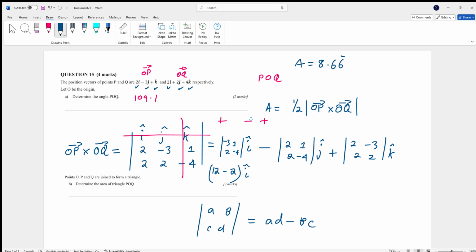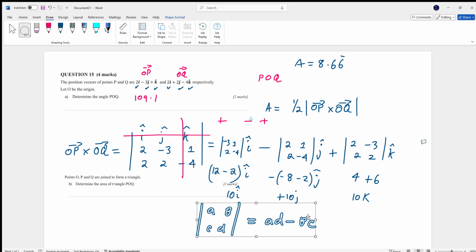Then here you're going to have negative 4 times 2, which is negative 8, minus 2 times 1, which is minus 2, and don't forget to times that by a negative as well at the front. And then here you're going to have 2 times 2, which is 4, minus 2 times negative 3, which is negative 6, but since you're subtracting, it's going to be positive 6. So here we have 10i, then here you're going to have positive 10j, and then here you're going to have 10k as well. So here we get 10, 10, 10 pretty much.